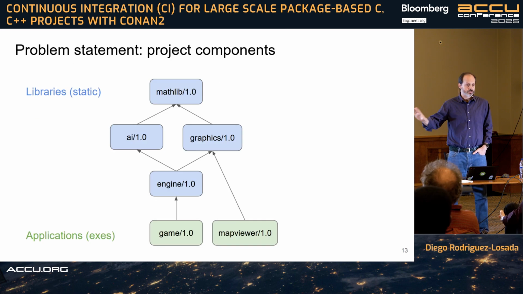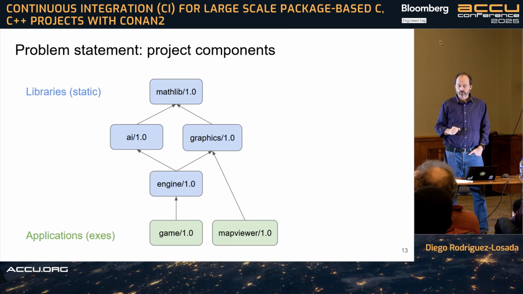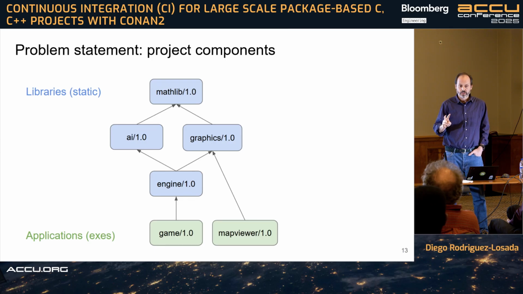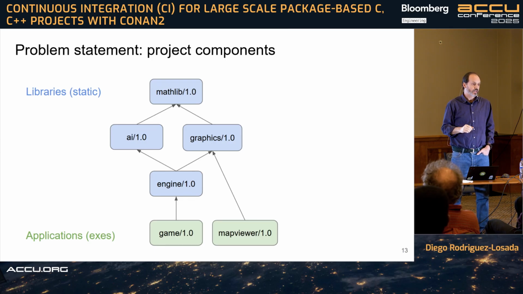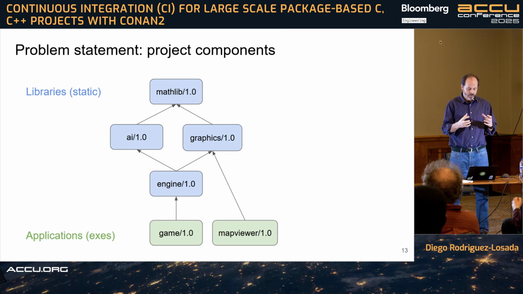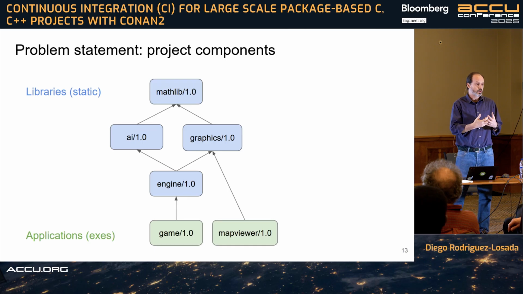Today, I'm going to use this project. This is a real project. I have this in GitHub, right? Every one of these boxes is a different GitHub repo under my username. I'm going to use these 4 static libraries, and then I'm going to define 2 executable applications. It's simulating a small video game in which we have the game itself, and we also have a utility, an application that's a map viewer, right? The idea is that our final products are the applications, the actual things that we need to deliver to our users, our customers.